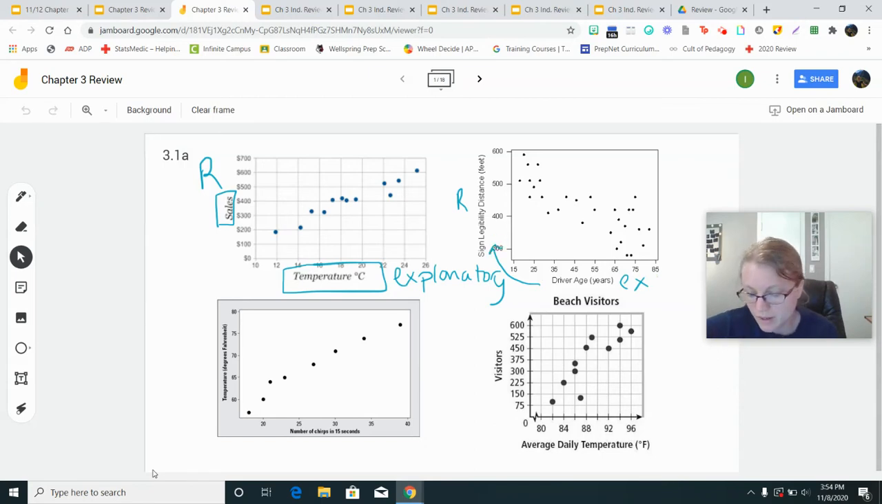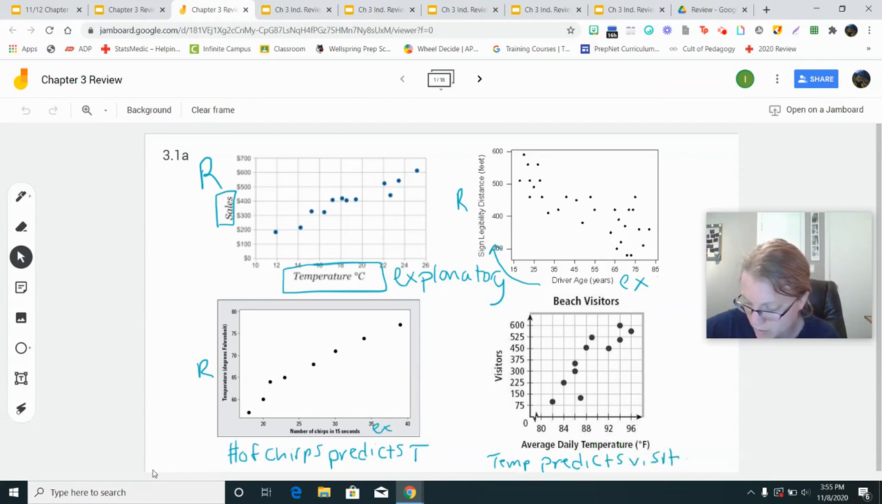So then down here again, we've got our explanatory variable of the number of chirps. Hopefully predicts the temperature. So explanatory is here, response is there. Lastly, let's look at one more example, different context. We have average daily temp, so temperature hopefully predicts the visitors. So this is the explanatory, this is the response.